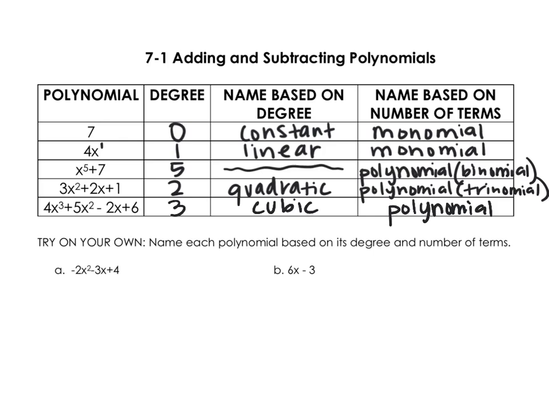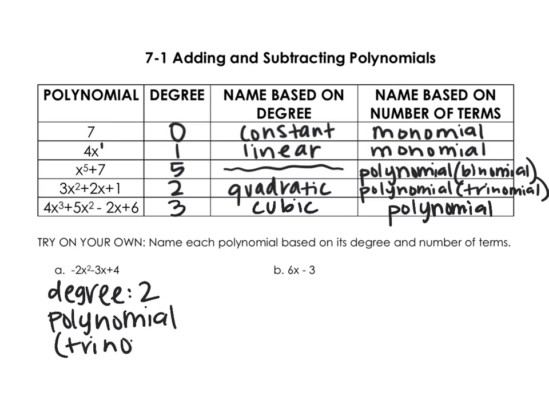Now that you've tried those, let's go over it. This one had a highest exponent of 2, so that means the degree would be 2. It would also be classified as a polynomial because it does have that adding and subtracting in it. You could also call it a trinomial because it has 3 things added and subtracted together.